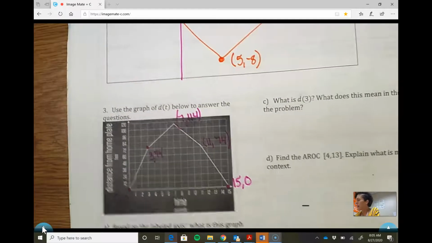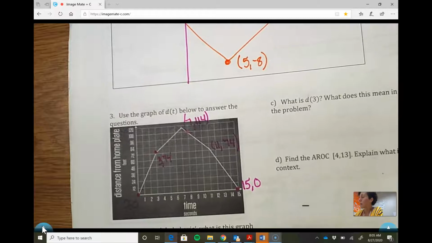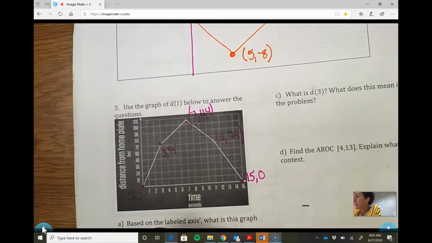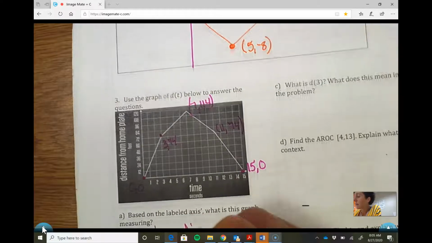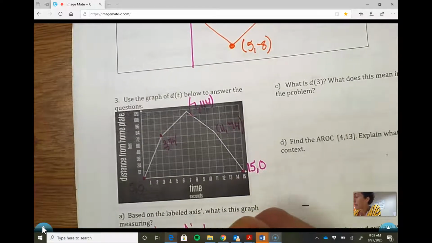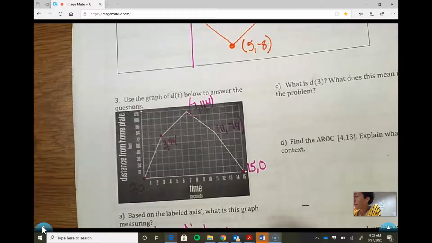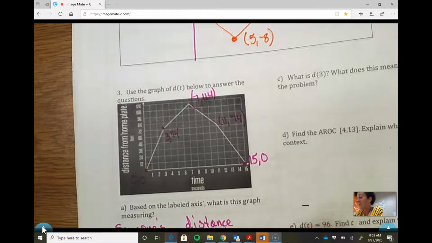All right, so based on the label axis, what is this graph measuring? Someone, probably a baseball player, someone's distance, or softball, from home plate as they're running the bases. Whoops, you can't see that.